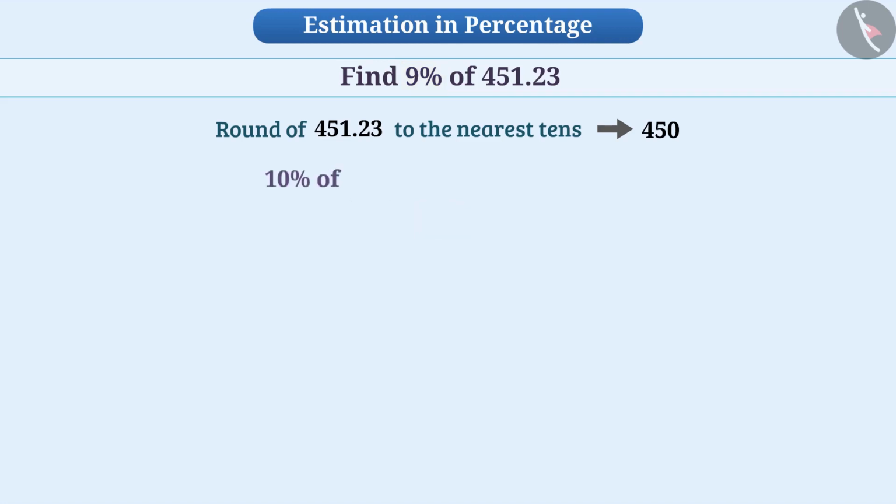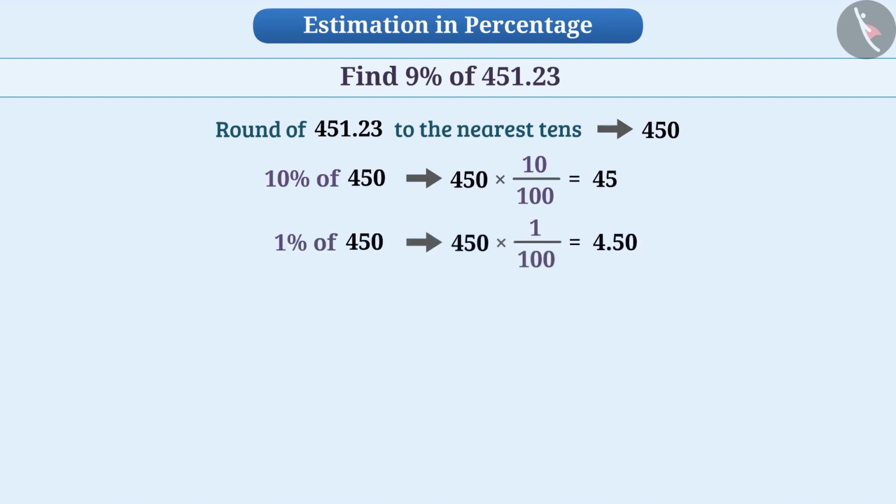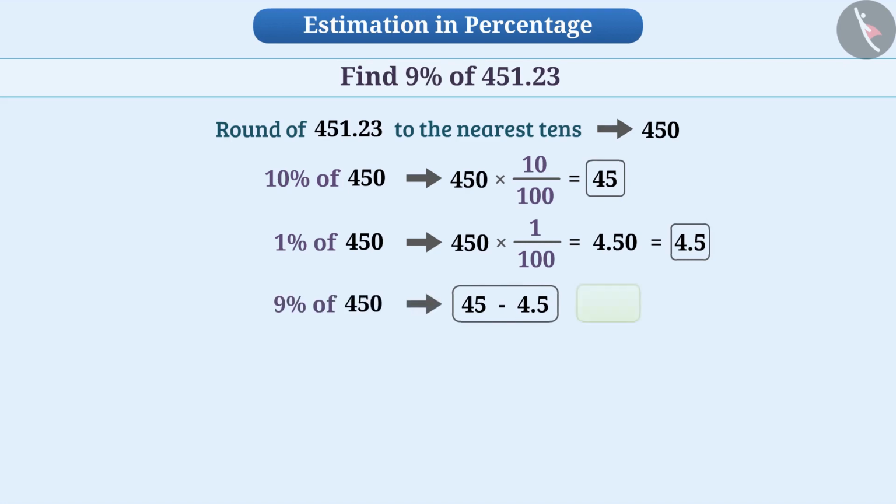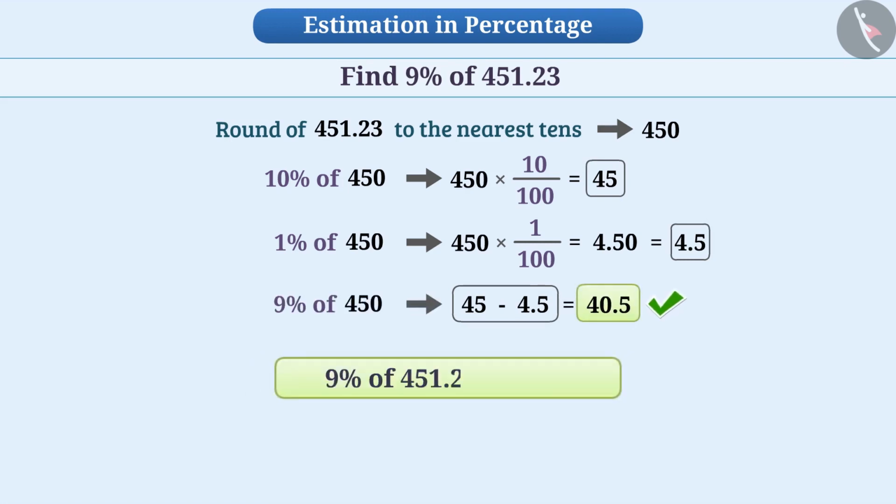First, we will find 10% of 450. 10% of 450 is 45. Similarly, we will get 1% of 450, which will be 4.50, that is 4.5. Now, we will subtract 4.5 from 45. So, we will get 9% of 450, that is 40.5. Therefore, 9% of 451.23 is about 40.5.